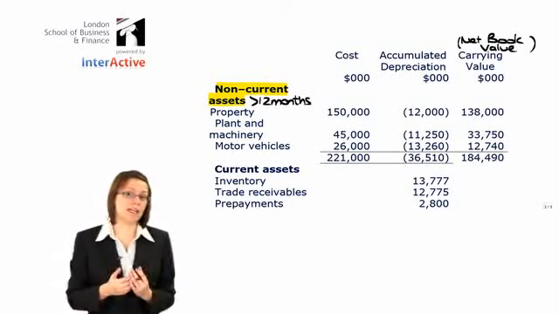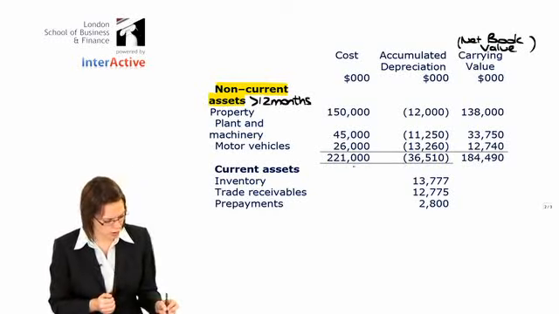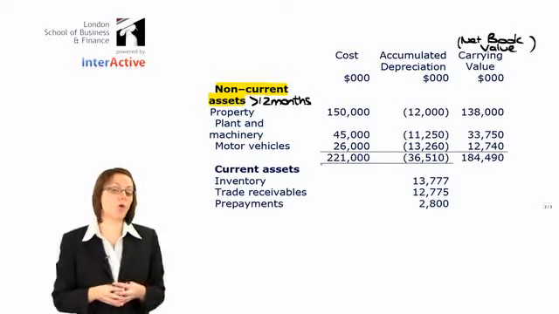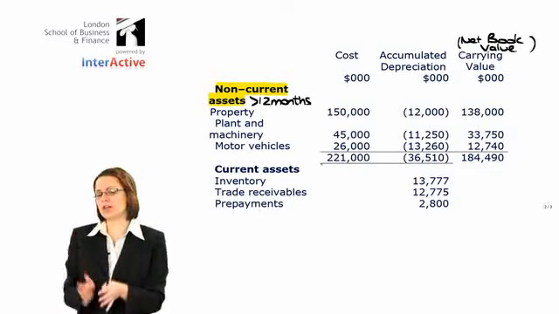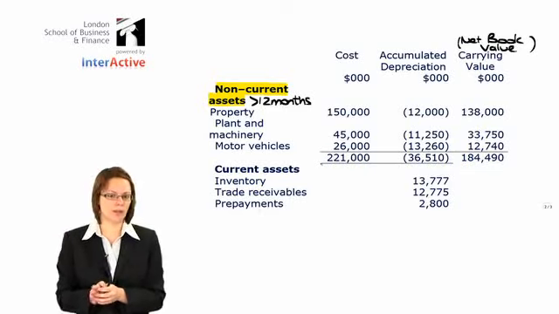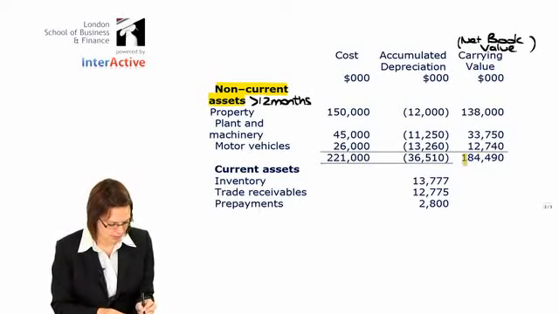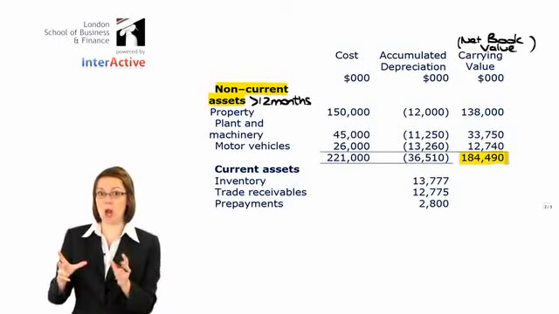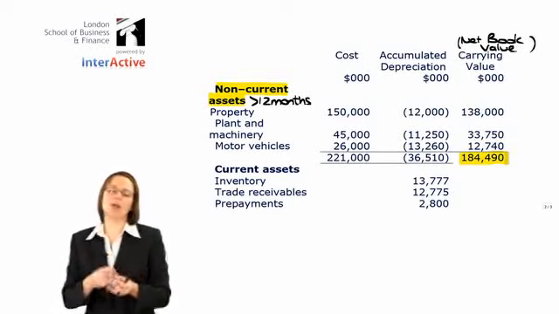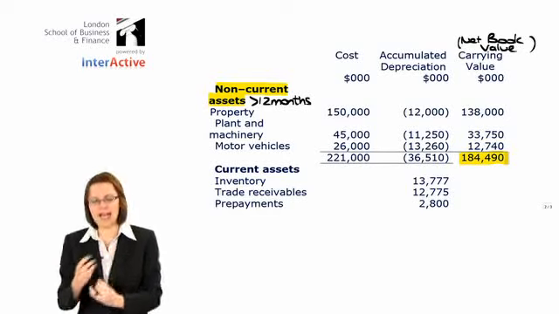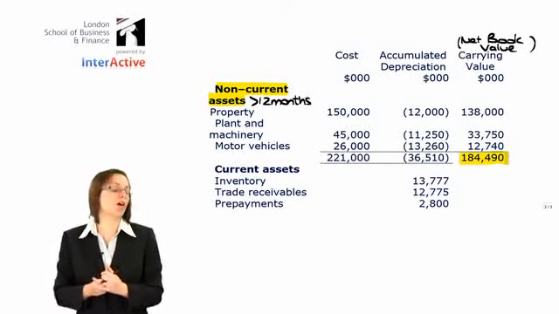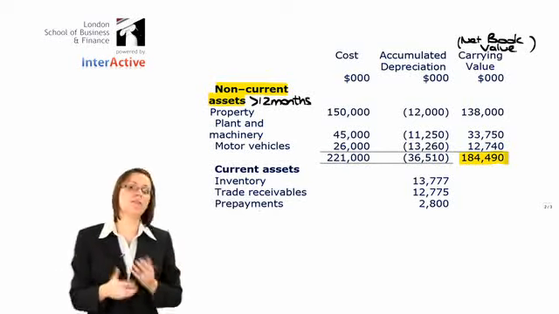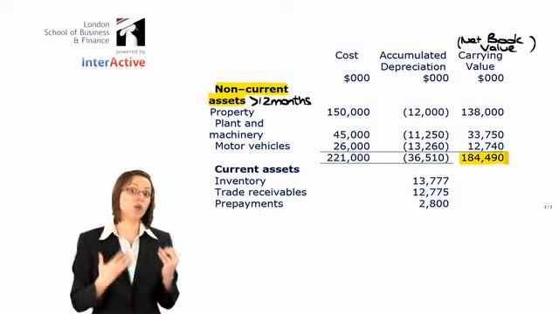At that point, then, you can see that we've totaled off and closed the cost and accumulated depreciation columns for all those assets. We've also totaled down the carrying value column, but notice I've left that value, 184,490, not underlined. We've left it open, and that's because we're going to have some other assets that we're going to add to that value, the sum of our non-current assets. So let's have a look at our other form of asset, which is known as a current asset.